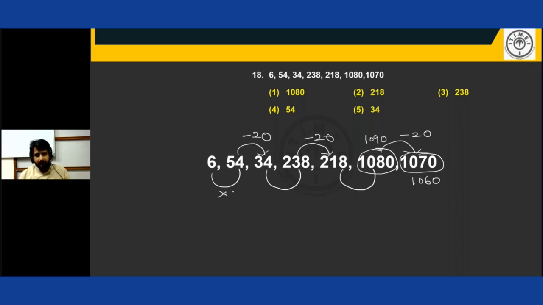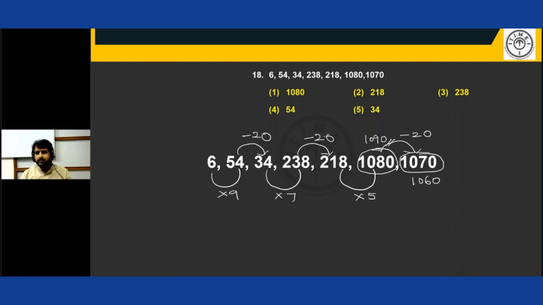6 and 54, it goes maximum how many times? 9 times. 34 and 238, it goes maximum 7 times. 7 times 34 is 238. 218 and 1080, it goes maximum 5 times. What is 218 times 5? 1000 plus 90. So 1090 is the correct number.